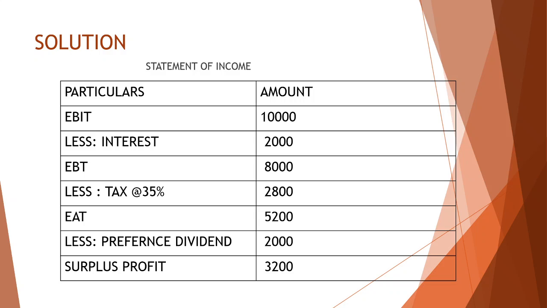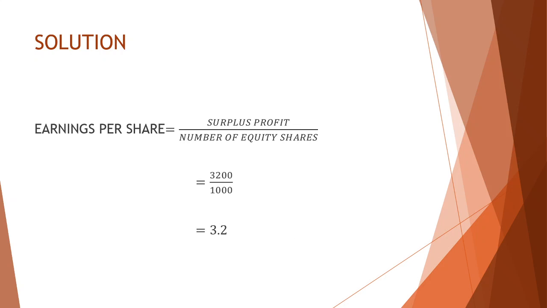Less preference dividend. So preference share capital amount is 20,000 and the dividend rate is 10%. 20,000 into 10%, 2,000 rupees. So surplus profit is equal to 5,200 minus 2,000, which is 3,200. Now, earning per share is equal to surplus profit divided by number of equity shares. 3,200 divided by the number of equity shares, ordinary shares, which is given as 1,000. So, 3,200 divided by 1,000. Earning per share is equal to 3.2.